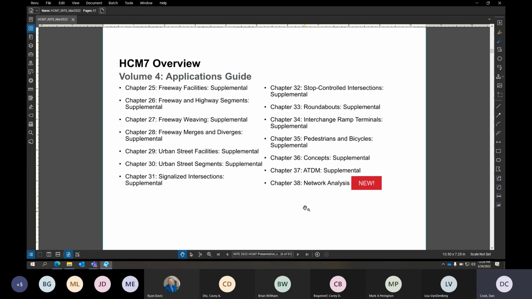So these generally contain supplemental material that goes along with the core methodologies that are in Volumes 2 and 3. They also contain sample problems, some fully worked problems, so you can look at the workflow of working through an analysis. It also contains some information on, that last thing, network analysis. That's a new chapter. And I think it's interesting that it's in Volume 4, but basically it's a completely new way of looking at how freeways and surface streets interact with each other. And I'll get into those details here in a bit too.